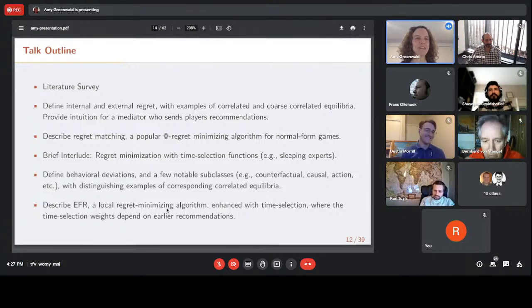Okay, so we've done the literature survey. We were through point 1. All right, so I want to quickly define internal and external regret and tell everyone what coarse and correlated equilibria are. I want to define regret matching, which is a nice general phi regret minimizing algorithm. I want to briefly tell you about time selection, and then I will get to Bernhard's question. I want to define all of the deviations, and there will be a few notable subclasses such as counterfactual and causal and a few others, and then hopefully show you the algorithm if we have time. Okay.